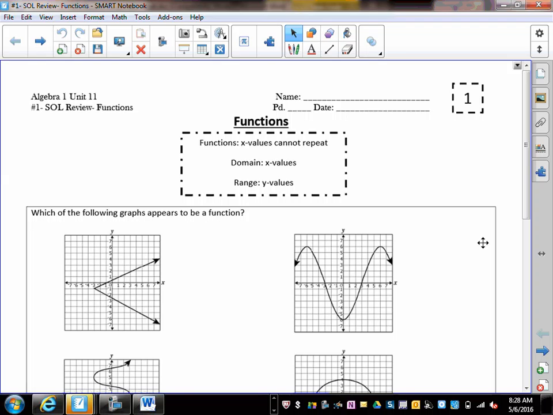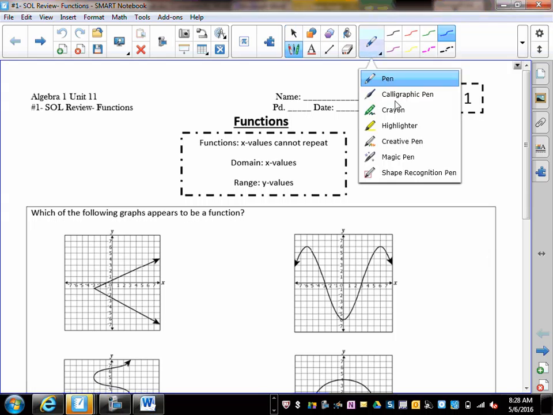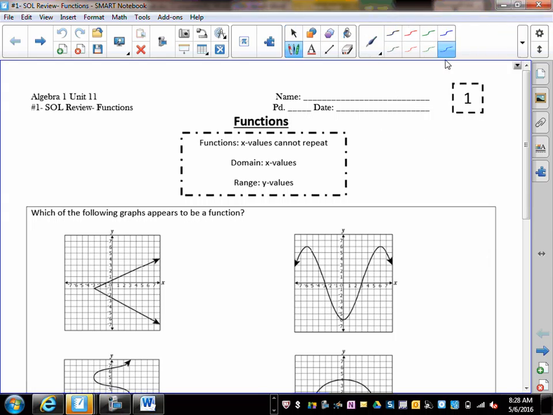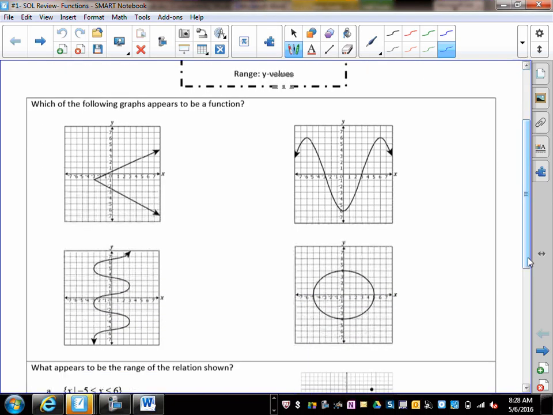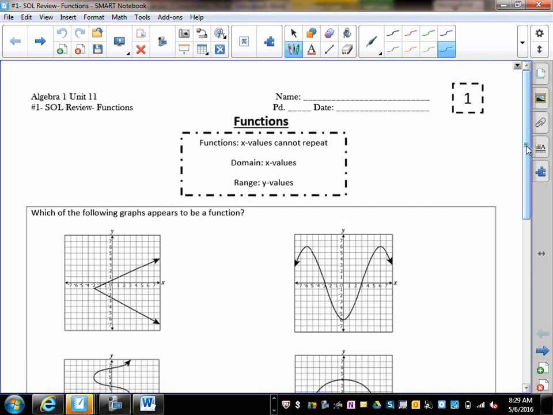Okay, so first let's talk about functions. Remember, for functions, x values cannot repeat. In order to test to know if it is a function, do you remember what we use? For example, this first problem says, which of the following graphs appear to be a function? Does anybody remember what it is that we use? Yeah, the vertical line test. You want to take your pencil and go across, and if it passes through two points at the same time, it is not a function. So I want you to write that at the top there: vertical line test.